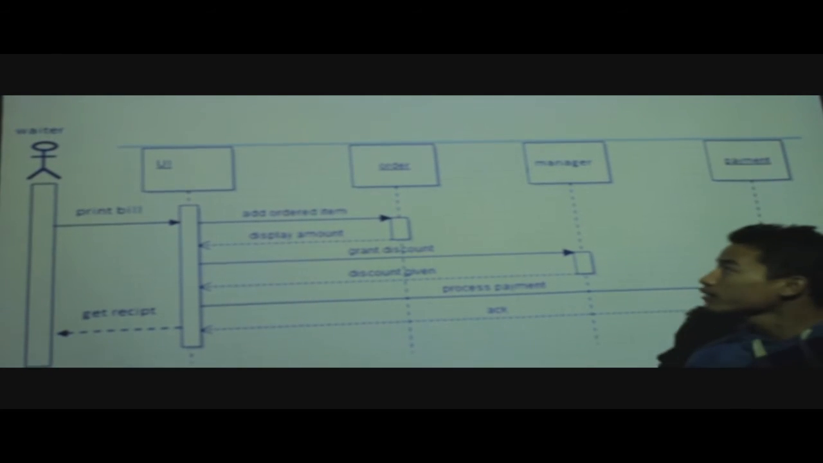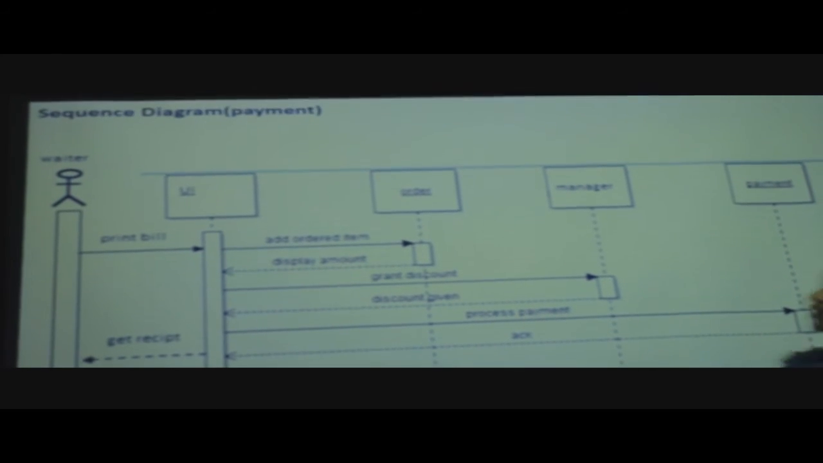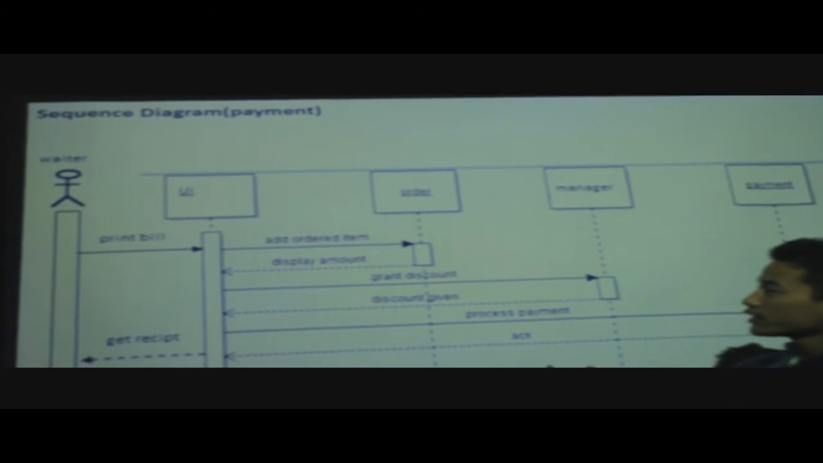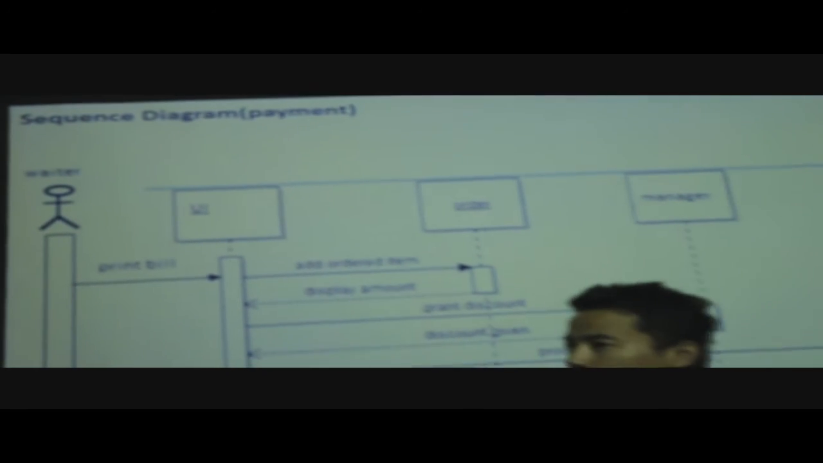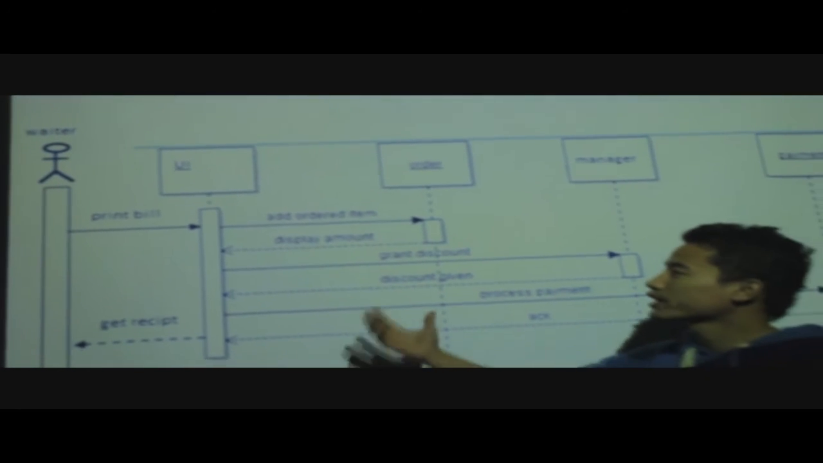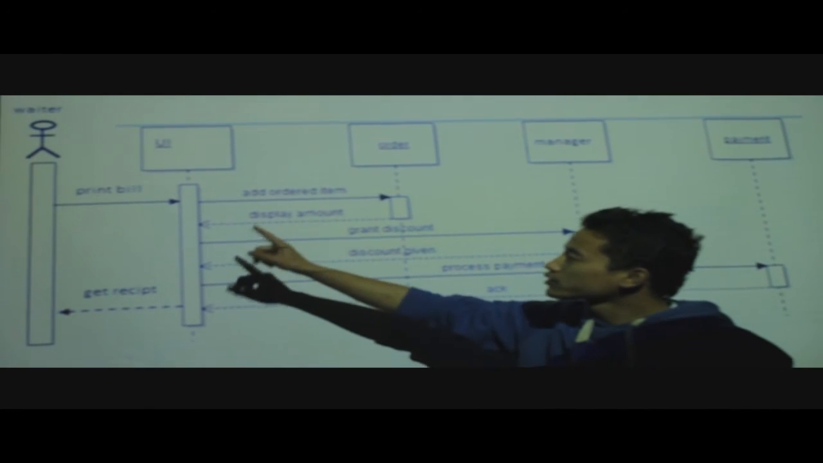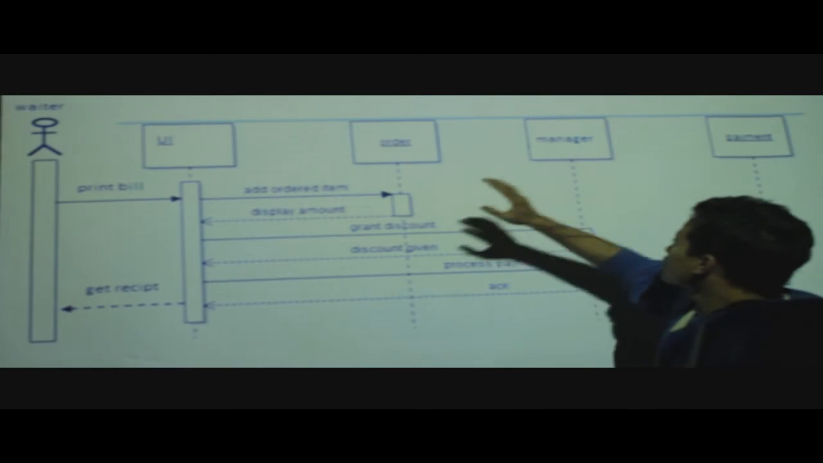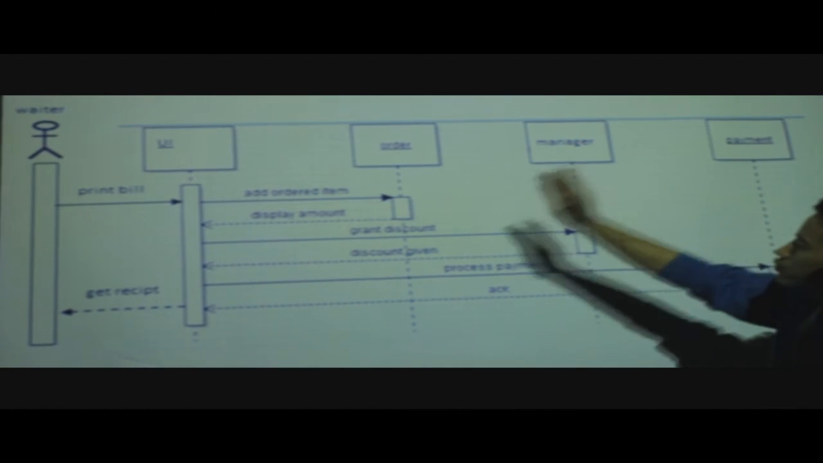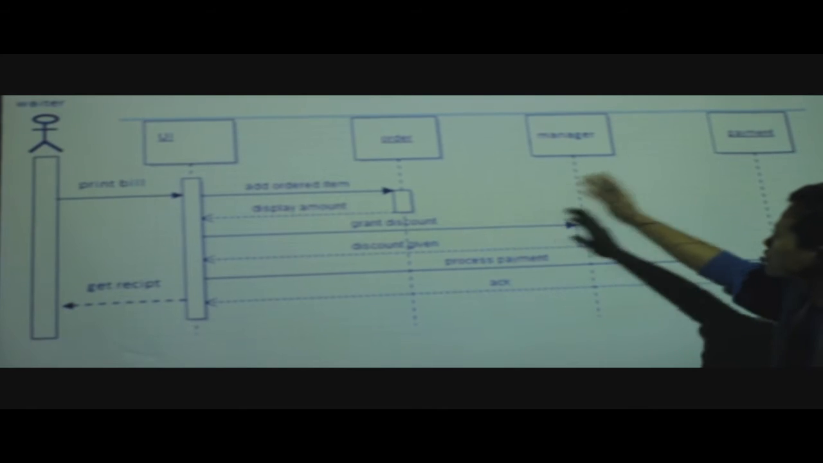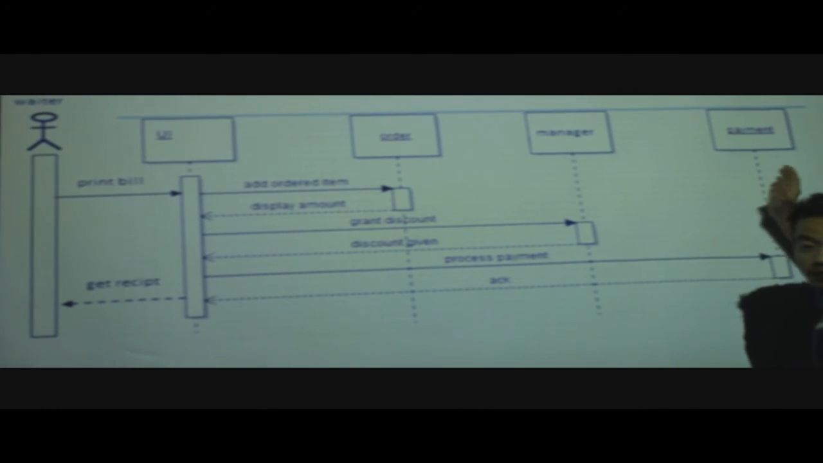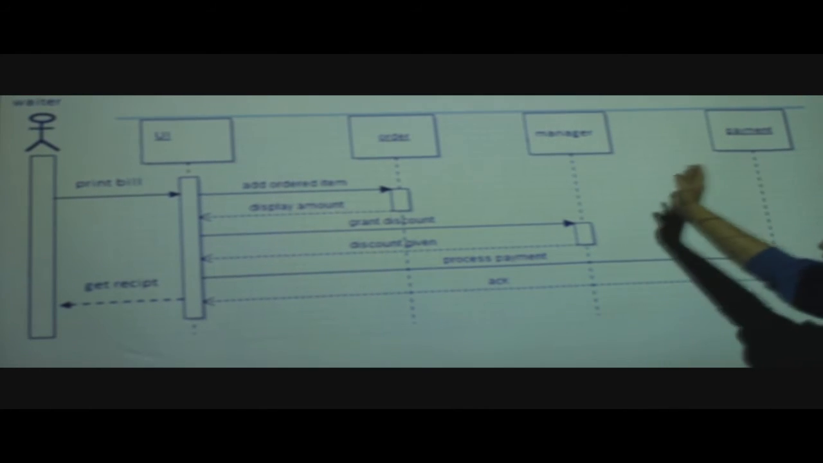Again, there is another sequence diagram for the payment process. After the order is already taken, the waiter needs to print a bill to give to the customer, so that they pay the right amount for the order they asked for. To pay the bill, again there are 4 objects: the first is user interface, the second is order, the third is manager, and the fourth is payment.